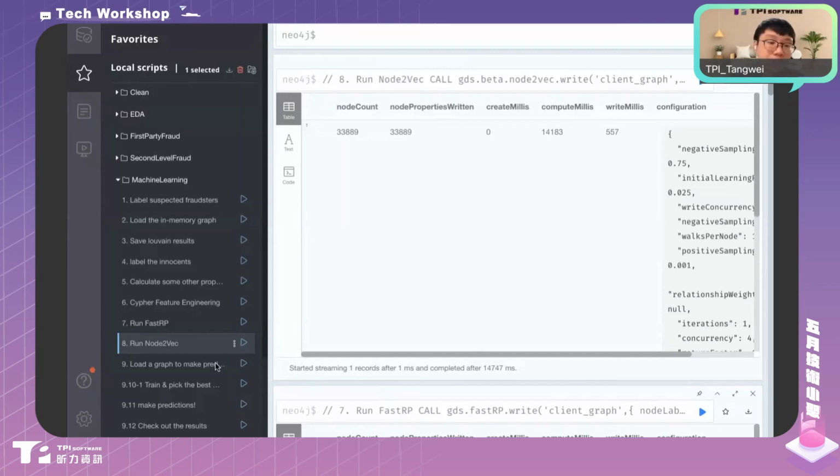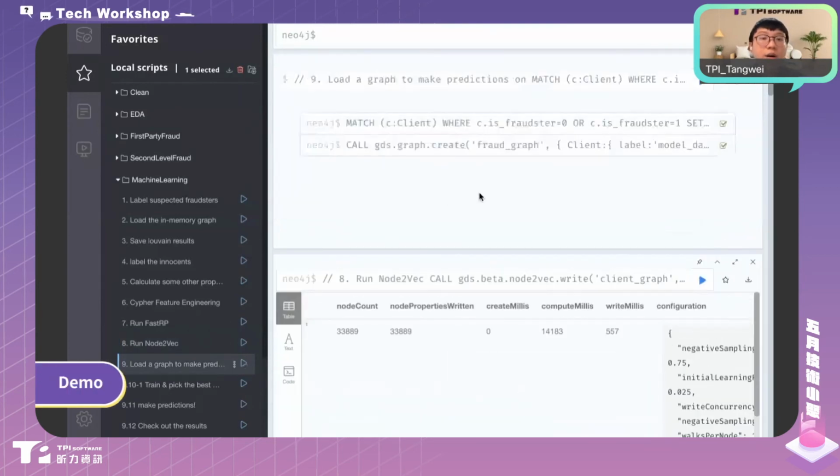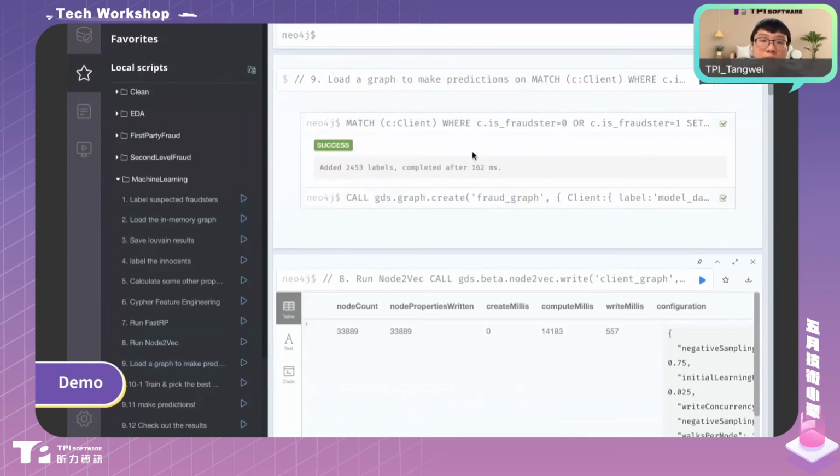So here, we will load a graph to make predictions. In the first step, we split our graph into two parts. One part is our training part, and another part is the testing part. And then we set the label data as 0 and 1. The 0 is innocent customers, and the 1 is suspected fraudsters. So here, we load a graph to make predictions.